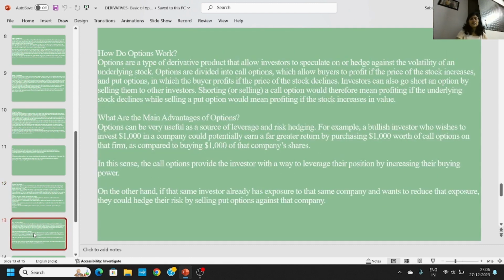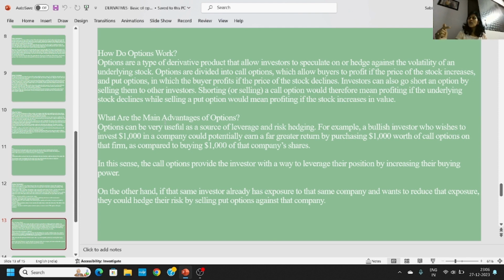How do options work? Options are a type of derivative. Call option and put option are the types of derivatives. Options are derivative products that allow investors to speculate or hedge against the volatility of an underlying stock. Options are divided into call options, which allow buyers to profit if the market price of the stock increases, and put options, in which buyers profit if the price of the stock declines.